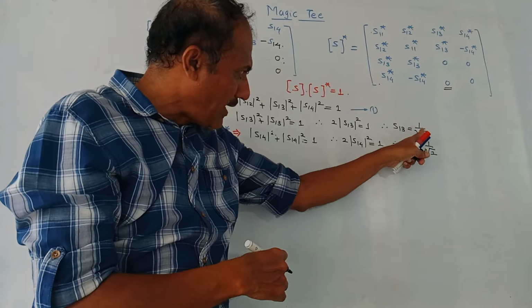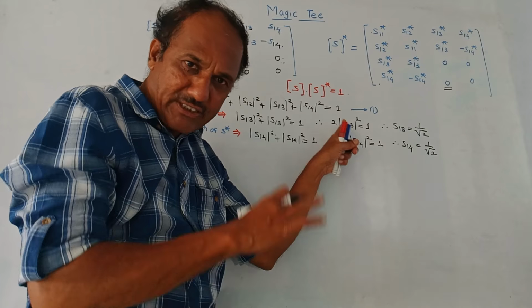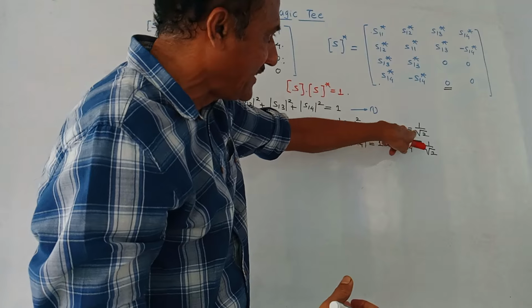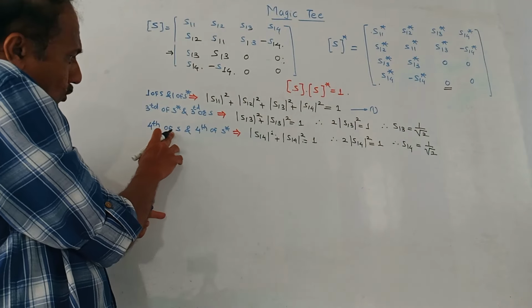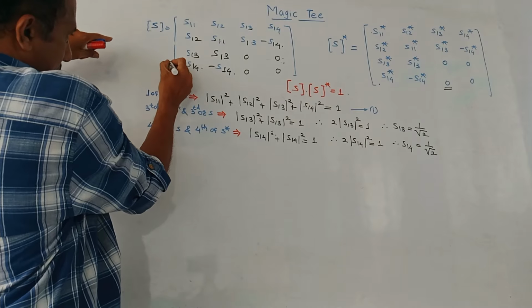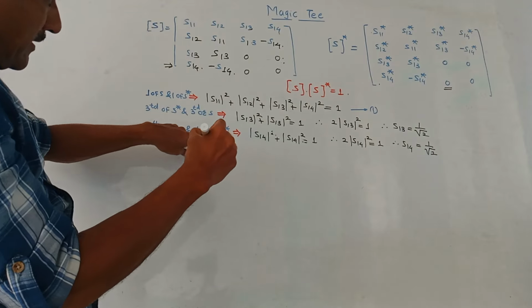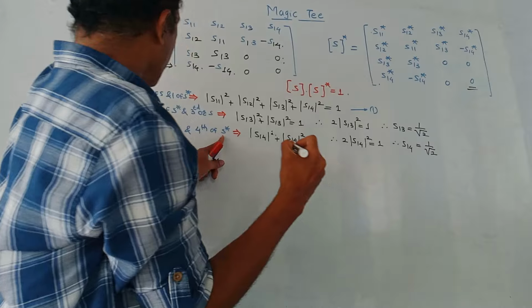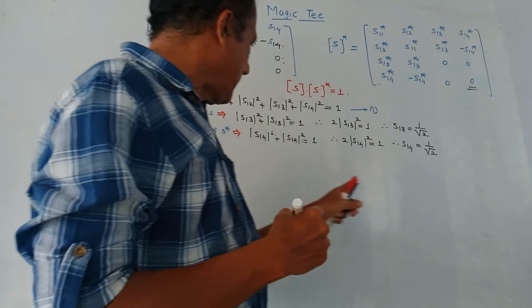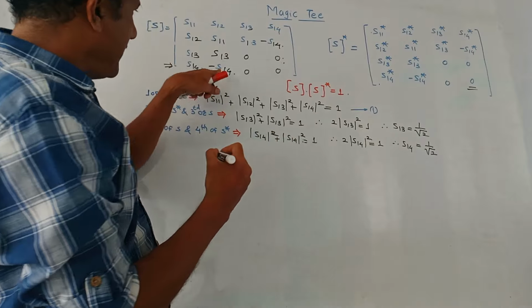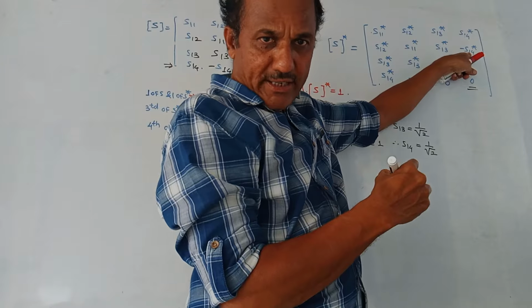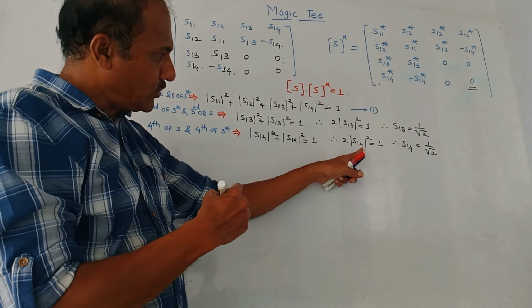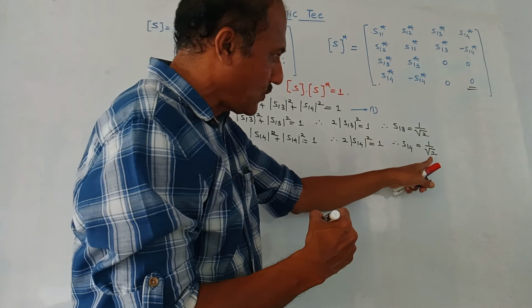Therefore, mod of S13 squared is equal to 1 half. That means S13 is 1 by root 2. Next, fourth of S, that means the fourth row of S, this row, multiplied with the fourth column of S asterisk. That means this fourth column. So S14 into S14 asterisk becomes mod of S14 squared. Then minus S14 into minus S14 asterisk again becomes mod of S14 squared, is equal to 1. So 2 times mod of S14 squared is equal to 1. That means S14 is equal to 1 by root 2.